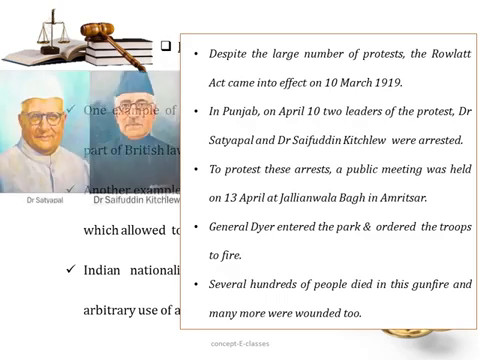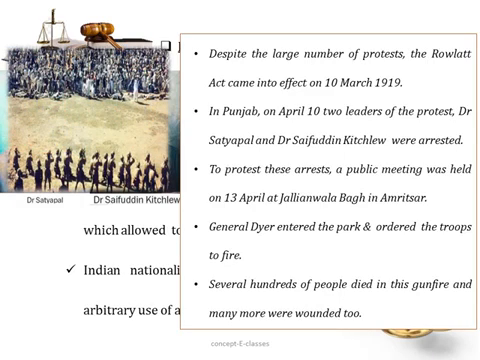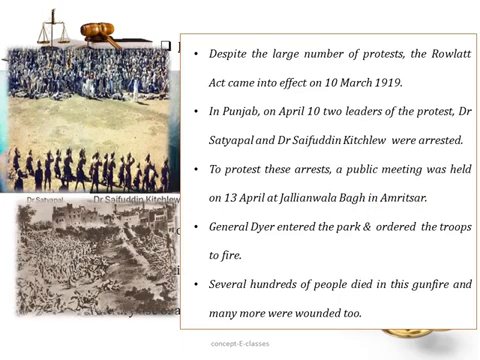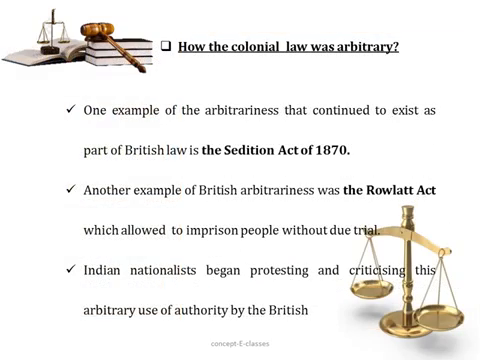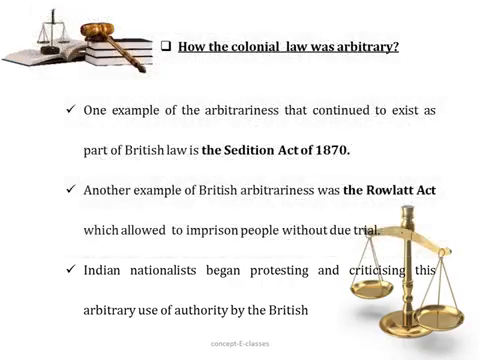In Punjab on April 10th, two leaders of the protest, Dr. Satyapal and Dr. Saifuddin Kitchlew, were arrested without any prior trial. To protest this arrest, a public meeting was held on 13th April at Jallianwala Bagh in Amritsar. General Dyer entered the park with the troops and ordered the troops to fire, and several hundred people died in this gunfire and many more were wounded too. The Indian nationalists began protesting very strongly and criticizing this arbitrary use of authority by the British.